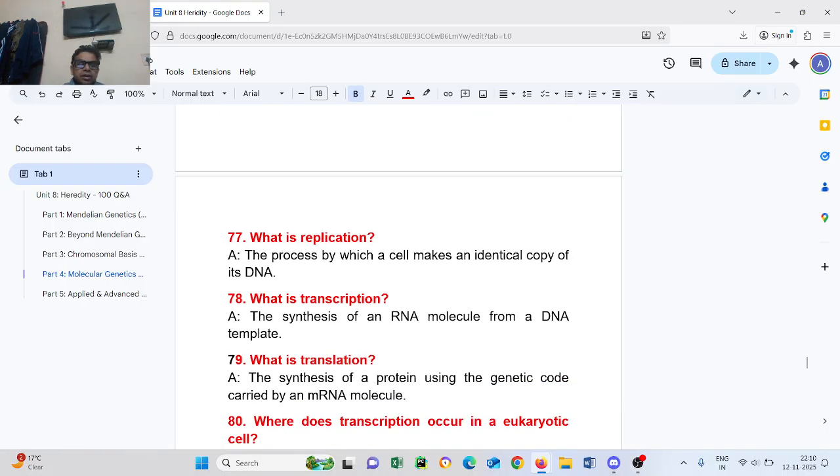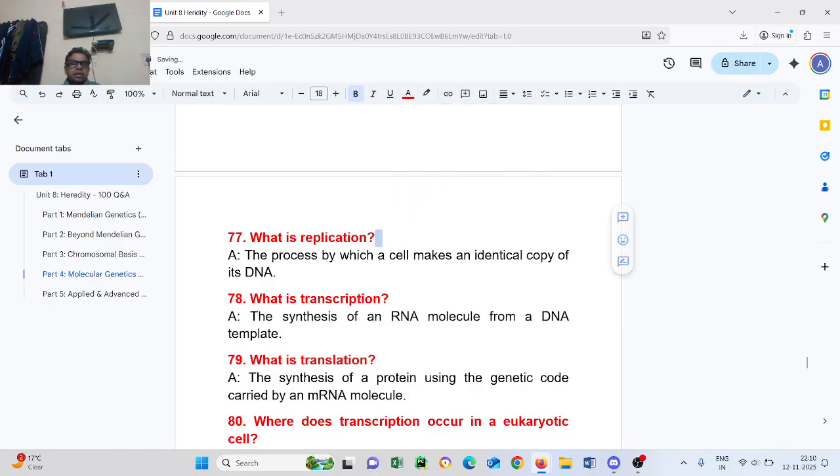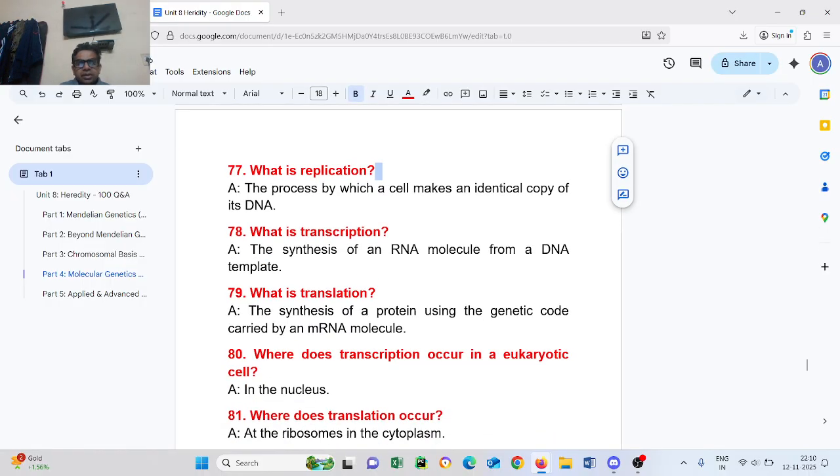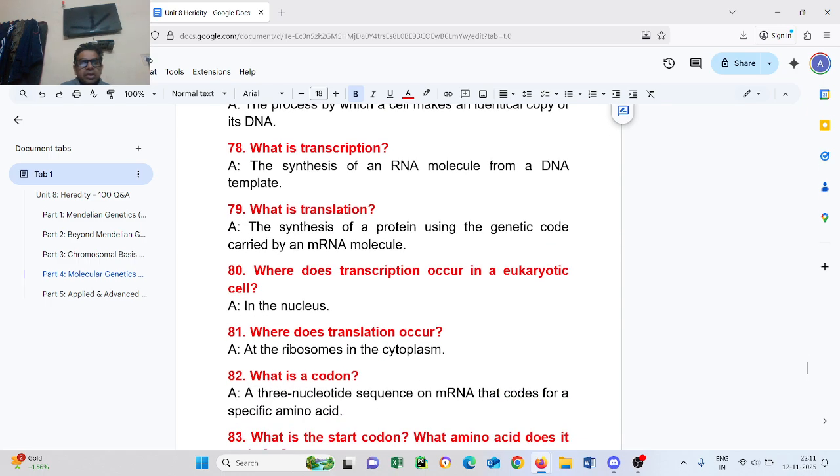Question number 79. What is translation? The synthesis of a protein using the genetic code carried by an mRNA molecule. Question number 80. Where does transcription occur in eukaryotic cells? In the nucleus. Question number 81. Where does translation occur? At the ribosome in the cytoplasm.